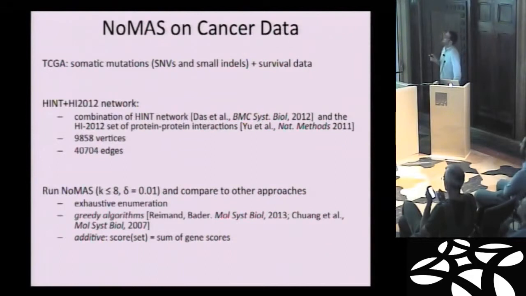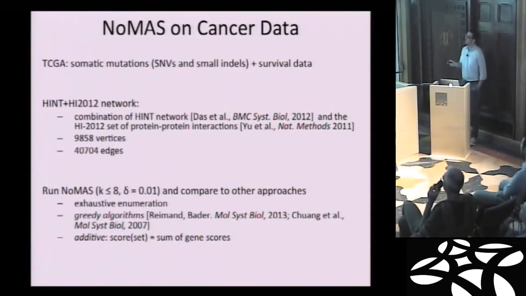So Tom has implemented NOMAS, and then we have tested it on different data sets from the Cancer Genome Atlas. We've used a network that contains more or less 10,000 vertices or genes, and there are 40,000 interactions. And then we run our method looking for subnetworks of cardinality up to 8 using an error probability equal to 0.01. And we have compared it to other approaches.